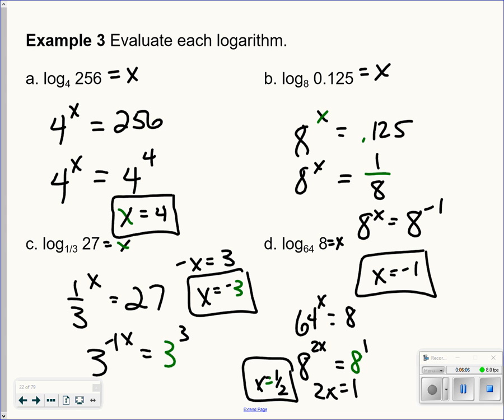So again, the object of this is to change it so the bases are the same, and once the bases are the same, the exponents then must be equal. Now, with that said, I highly recommend breaking them down into integers greater than 1. So if you have a fraction, I would change it into something that's not a fraction.